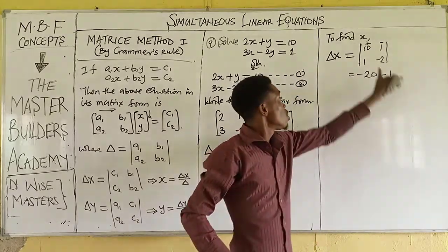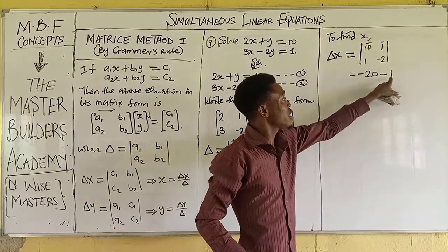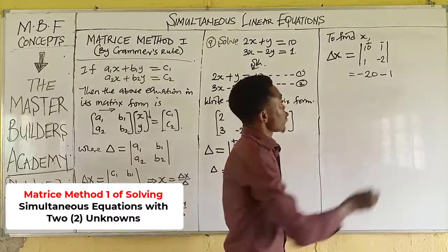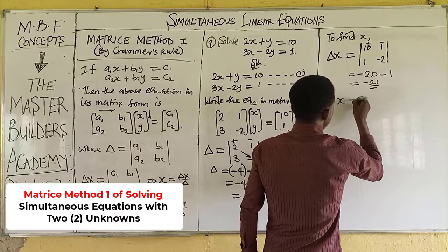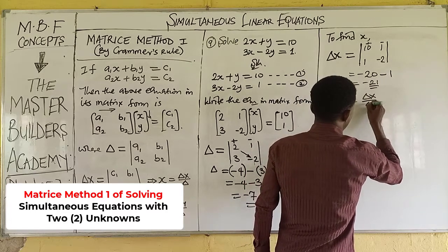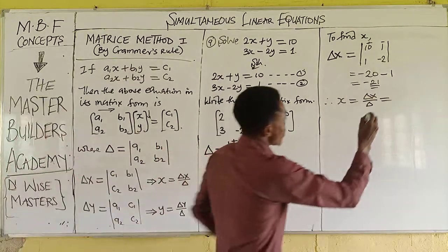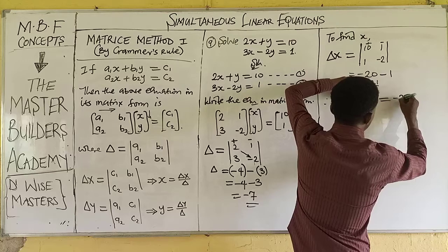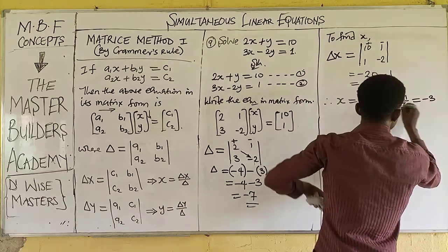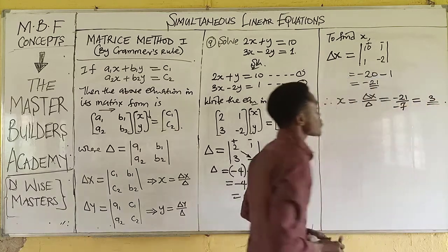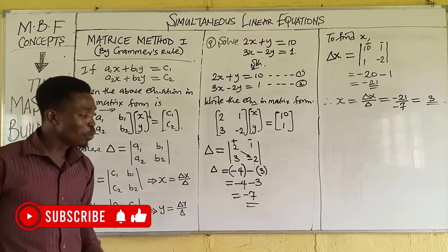Diagonal multiplication. 2 times minus 2, 10 times minus 2, minus 20. 1 times 1 is 1, then minus. So you put that as minus. Then automatically this gives us what? Minus 21. Therefore, x is equal to what? Determinant with respect to x all over the overall determinant. Don't forget, this is what was stated earlier. So what is the determinant with respect to x? Minus 21 over 7. And this will give us minus 3 over minus... minus 7, and this will give us what? Plus 3. It's as simple as that. So we have successfully obtained the value of x.